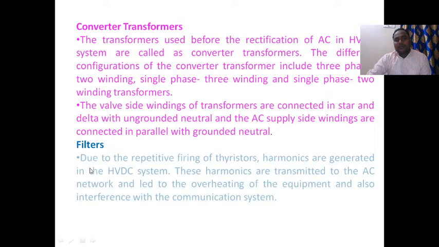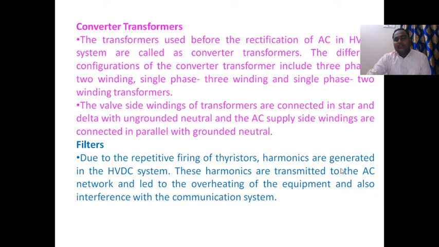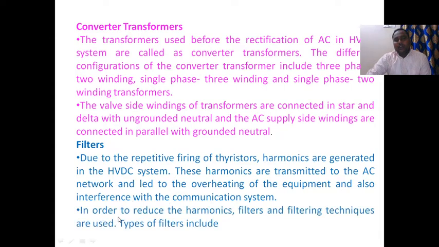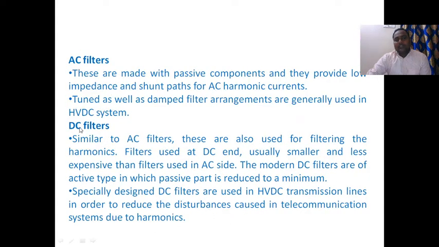Filters. Due to the repetitive firing of thyristors, harmonics are generated in the HVDC system. These harmonics are transmitted to the AC network and DC line, leading to overheating of the equipment and also interference with communication systems. In order to reduce the harmonics, filters and filtering techniques are used. Types of filters include AC filters and DC filters.